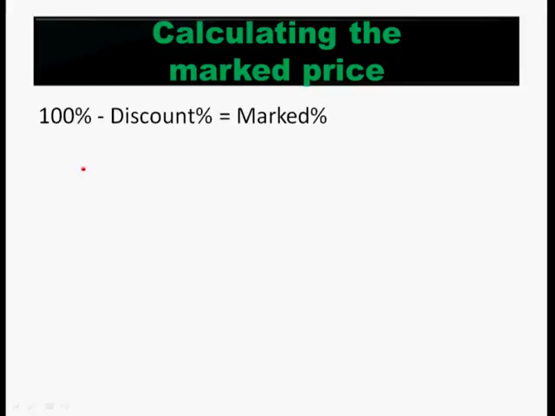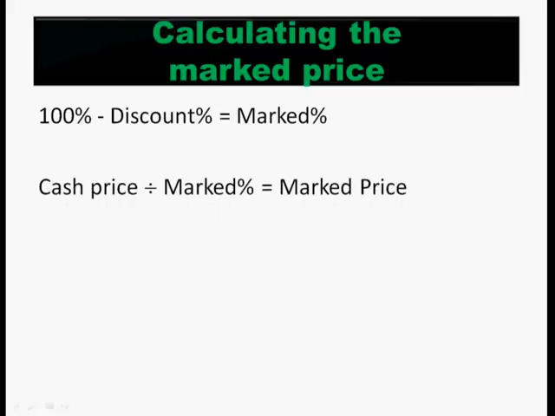Principle: 100% represents the actual thing. I'm going to subtract the discount percentage from 100%. The 100% would have been the original price. You agree? Now the discount would have been what we're taking off. And that would have given us the marked percentage. Now the cash price, as you can see, is divided by the marked percentage, which is equal to the marked price.